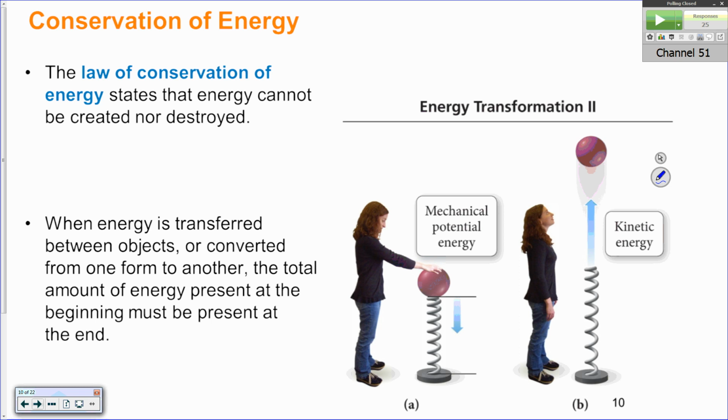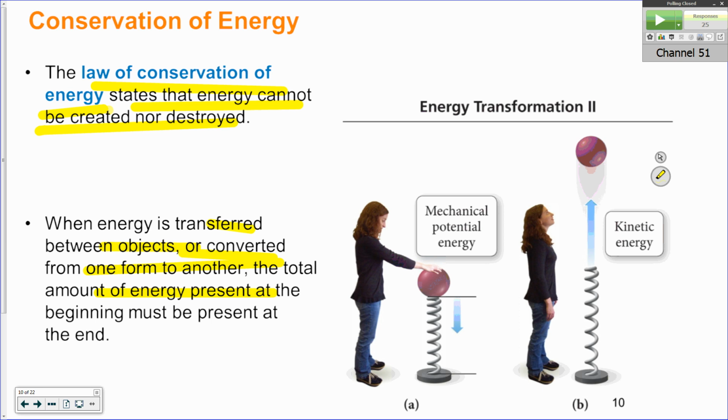The law of conservation of energy, which we've actually talked about before in terms of mass, says that energy can neither be created nor destroyed. The total energy of the universe remains constant. So when energy is transferred between objects, it's converted from one form to another.